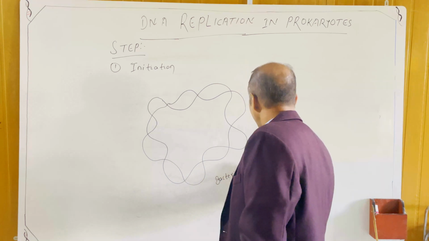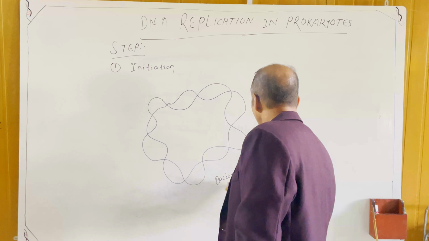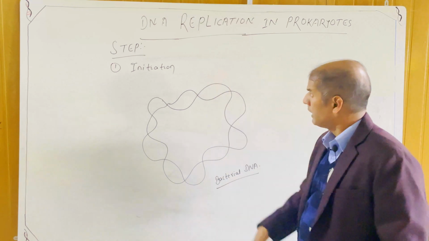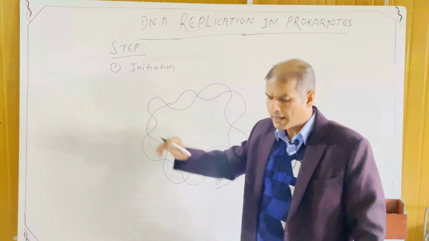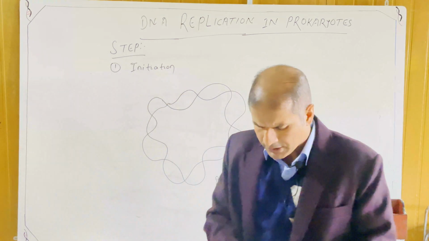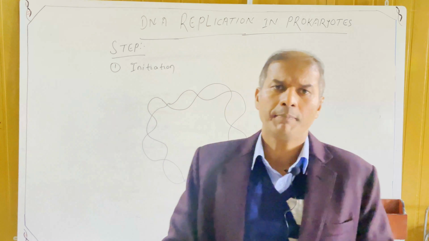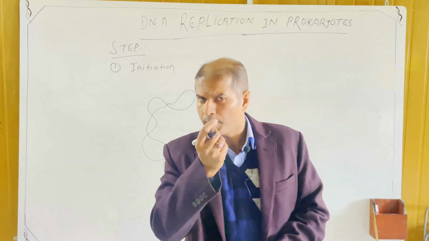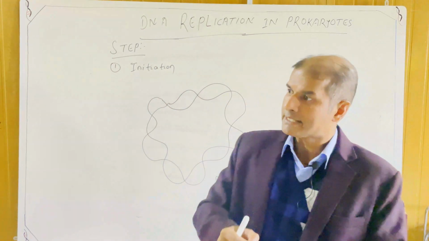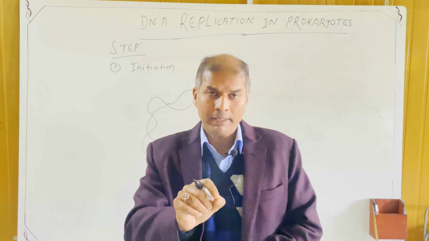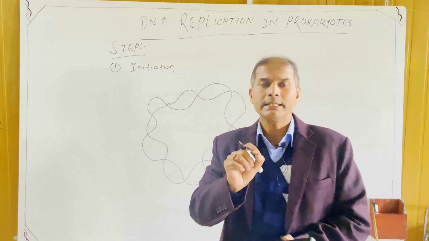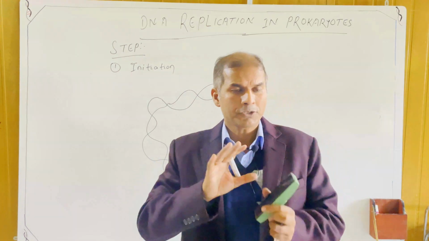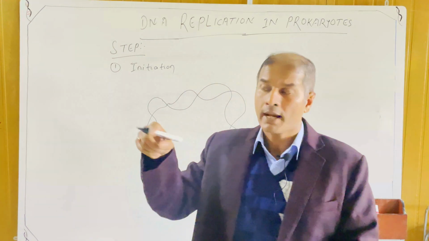So in this bacterial DNA, we have to initiate the process of DNA replication. In the circular structure of bacterial DNA, there is one point at which DNA replication can be started, and that point is called origin of replication. That is simply called ORI, O-R-I.